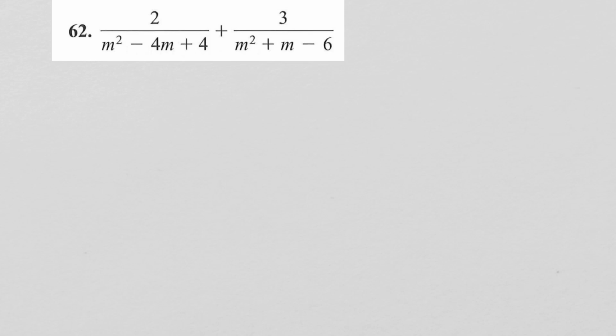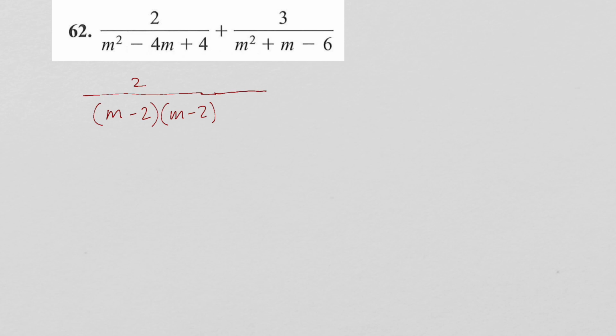Okay, before I can decide on what LCD I have, I'm going to factor both of these. So this is going to be m minus 2 times m minus 2. Oops, what did I just do? m minus 2 times m minus 2. I could have put m minus 2 squared. I can do that. And here we have, I'm going to give myself a little bit of room.